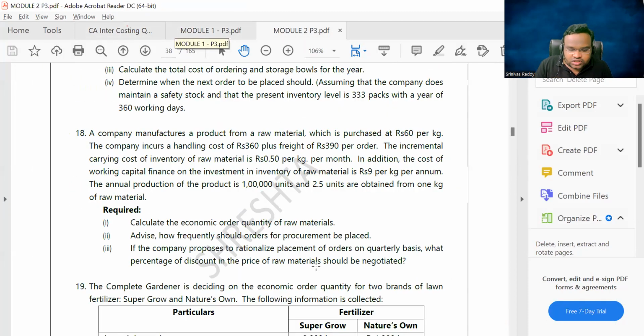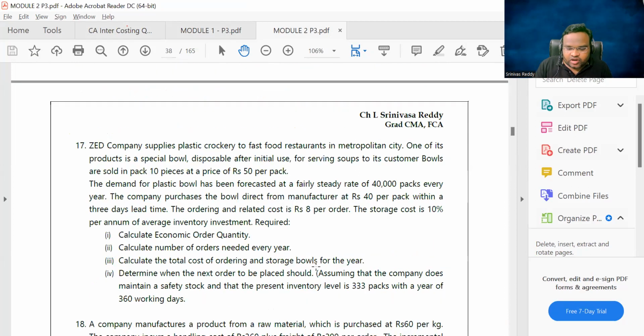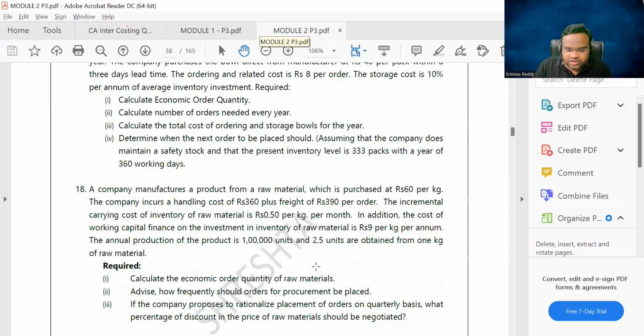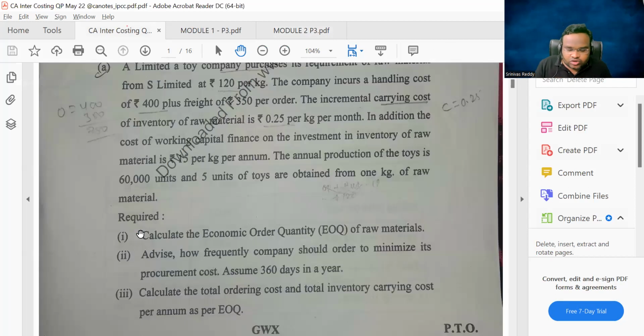You can see similar questions in our material also. So economic order quantity, number of orders to be placed. The important point to be understood is the concept of working capital finance, which is a part of inventory carrying cost, is given in question number 18 in our Shrestha material, right? Now come to question number 2.